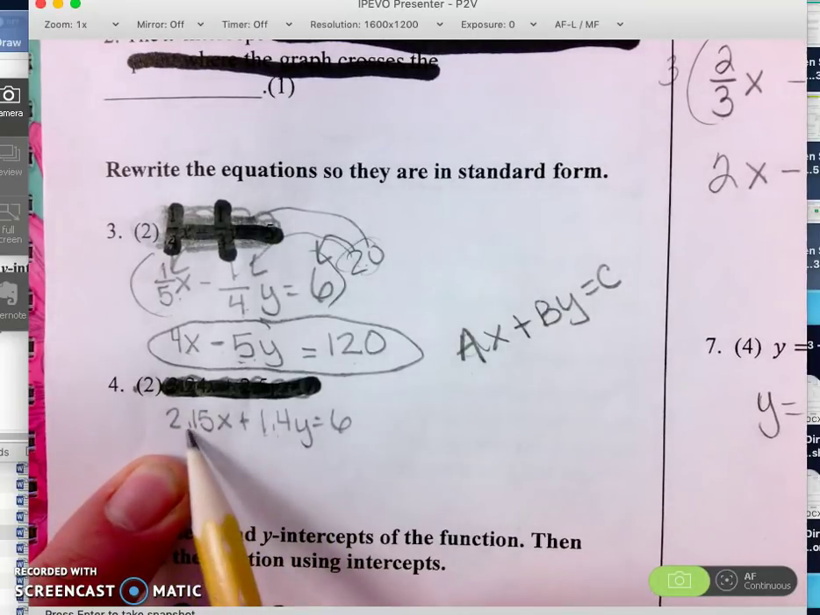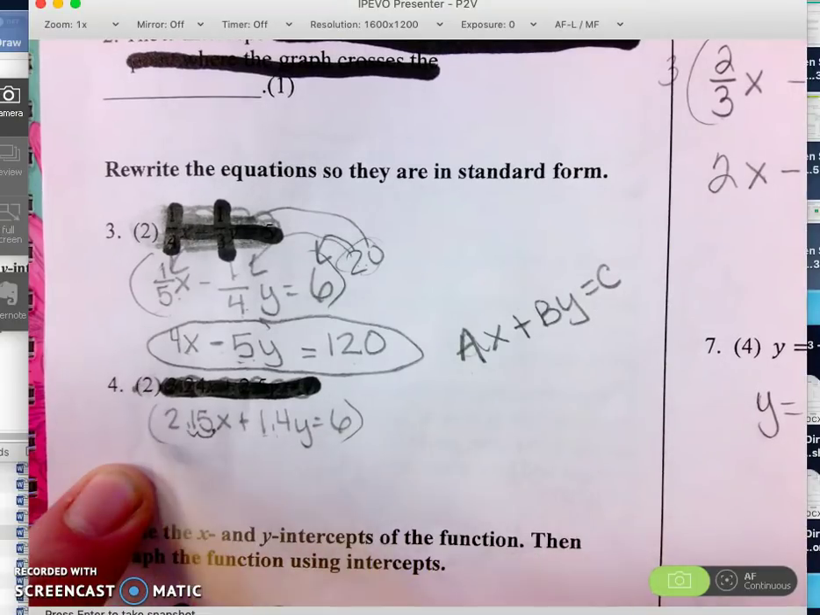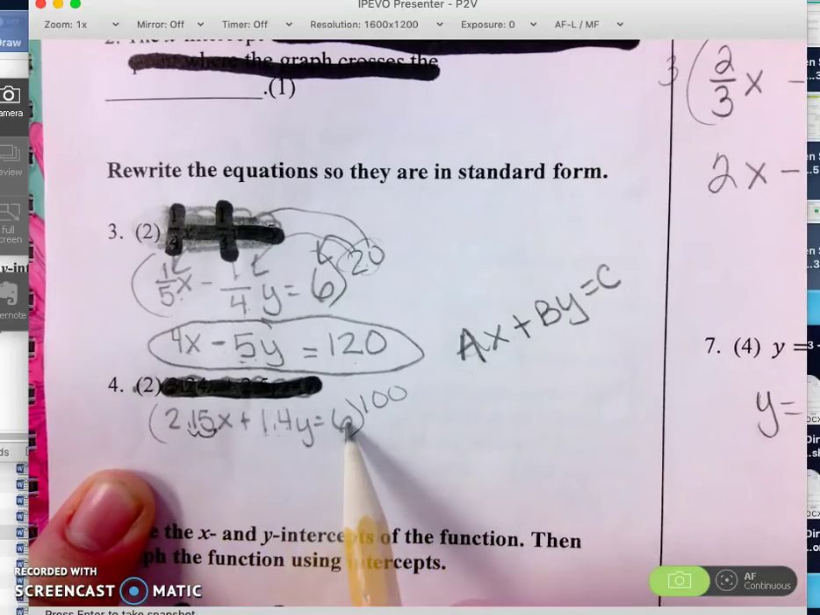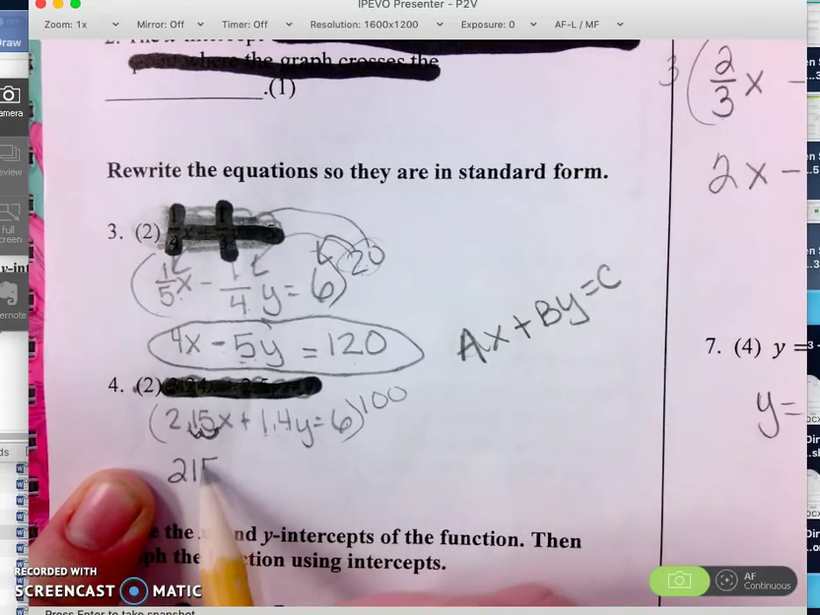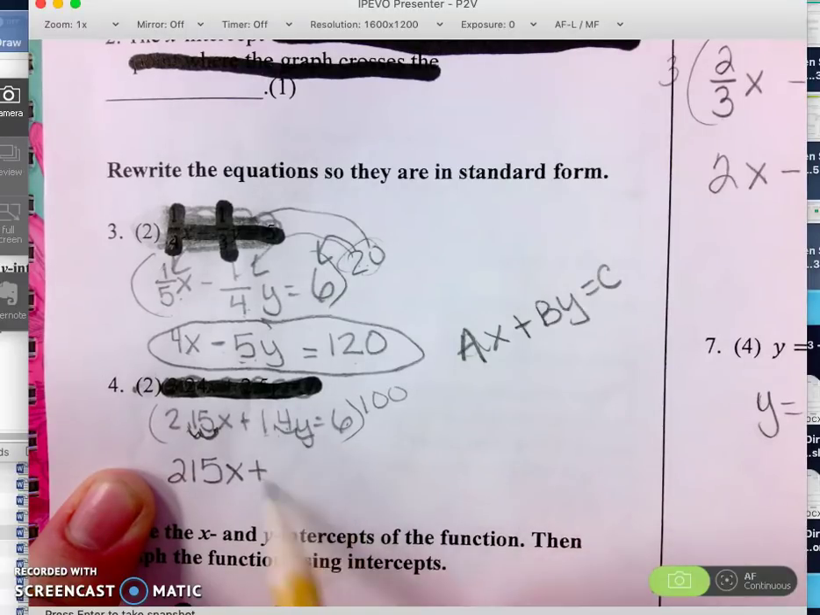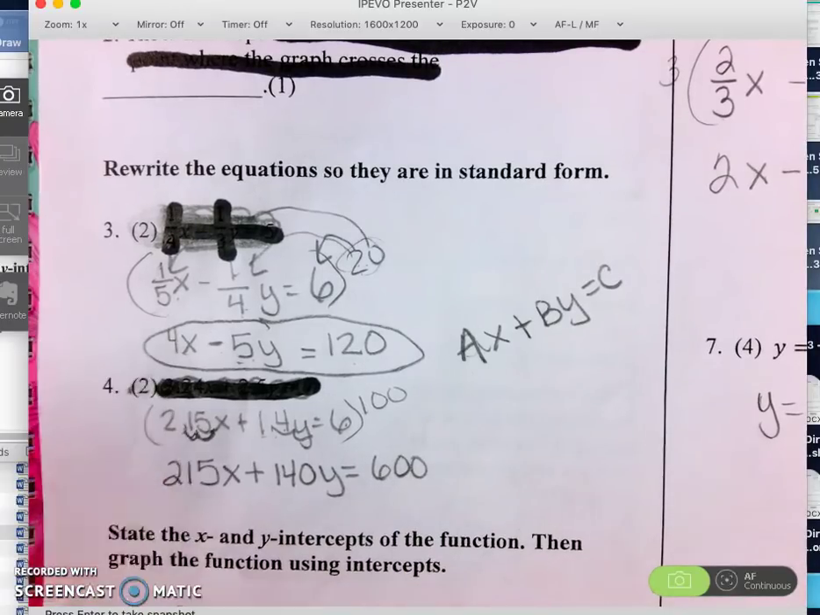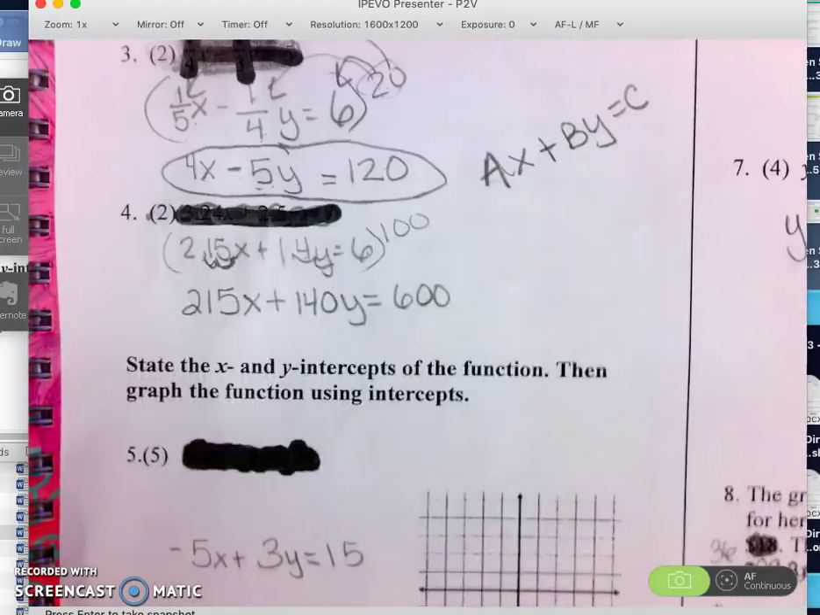I see that I have a decimal to the hundredths place, so I'm going to multiply this by 100. So that means every number has to move, the decimal has to move 2 places. So this goes to 215x plus, I have to move it 1 more, so 140y equals 600.